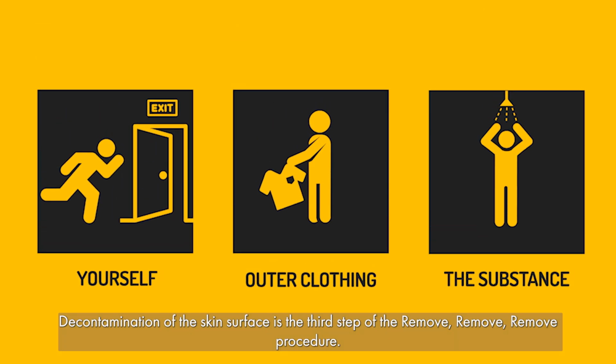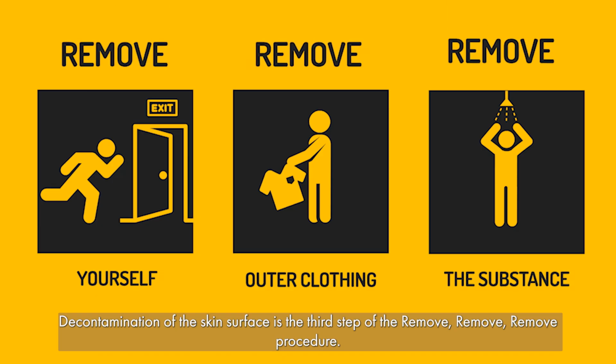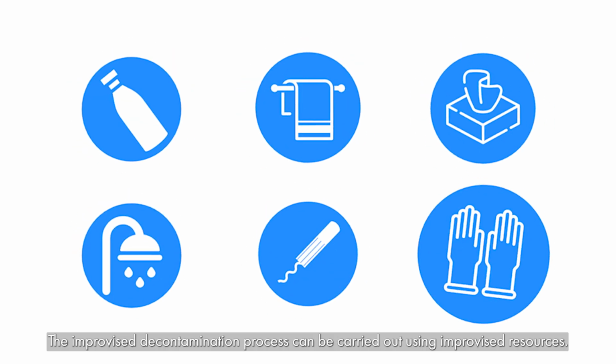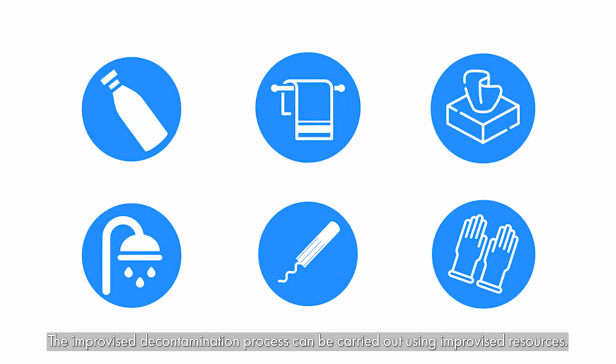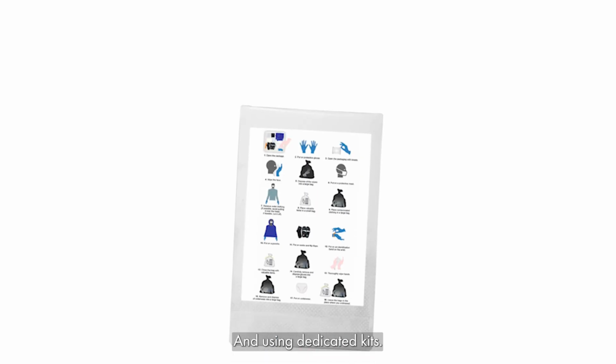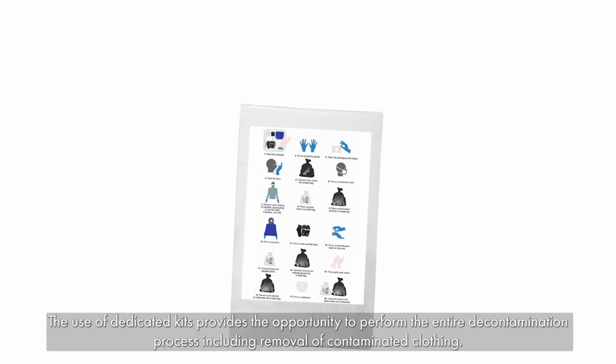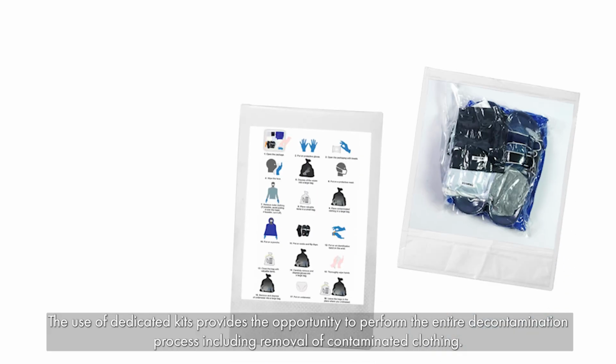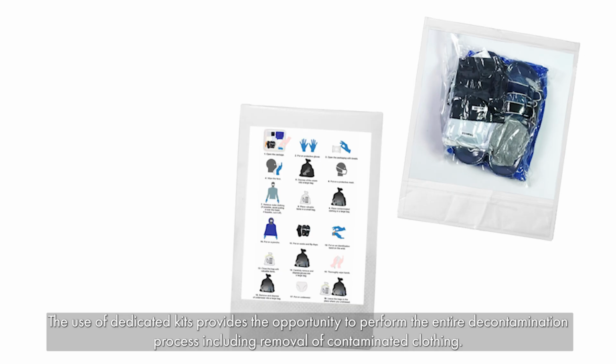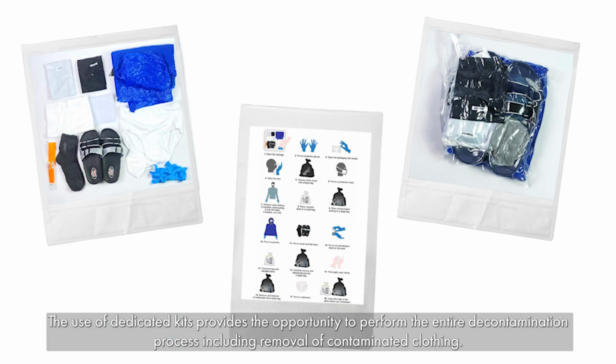Decontamination of the skin surface is the third step of the remove procedure. The improvised decontamination process can be carried out using improvised resources and using dedicated kits. The use of dedicated kits provides the opportunity to perform the entire decontamination process, including removal of contaminated clothing.